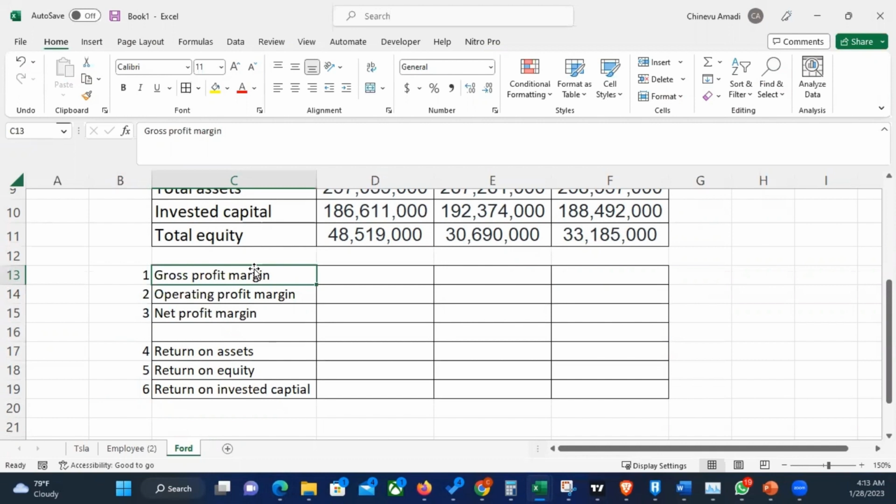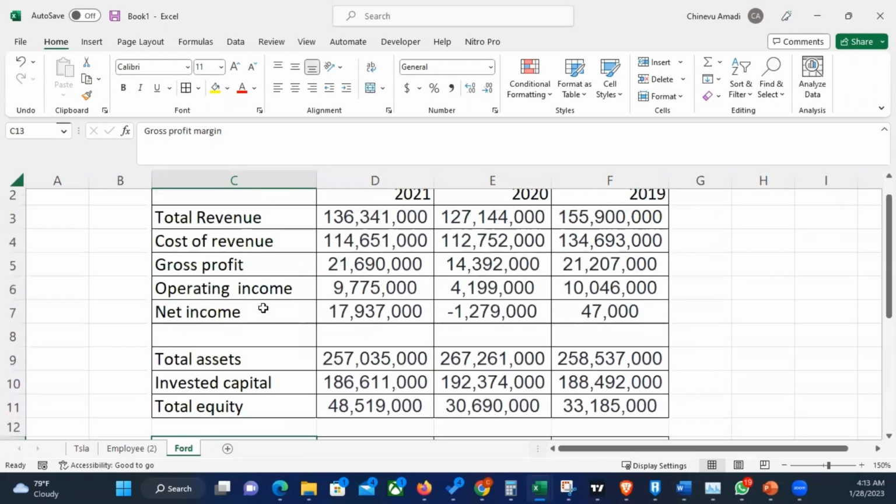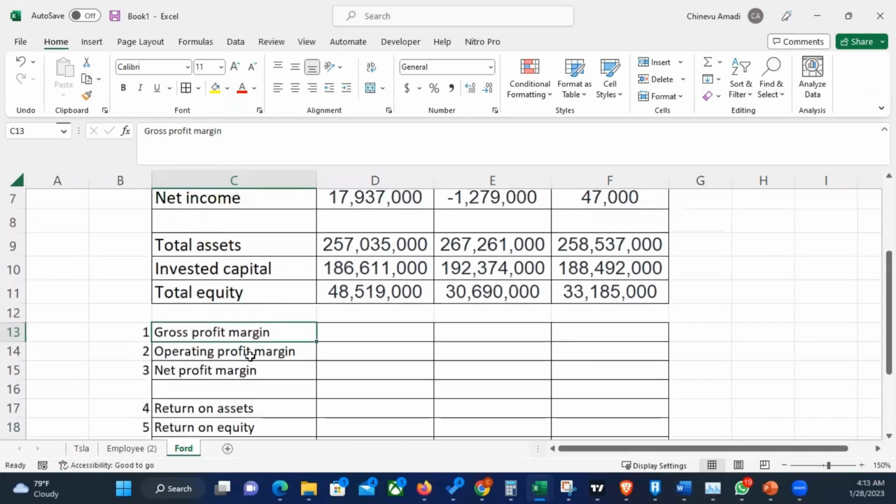Basically, cost of sales are those direct costs that are involved. So imagine that you sell cars, right? When you buy a car, the cost you bought that car for is your cost of sales. Then the amount you sell it for is your revenue. So when you do revenue minus the cost of sales, you have your gross profit.